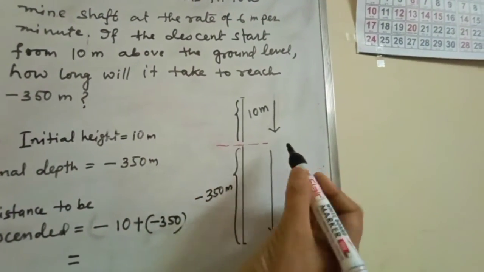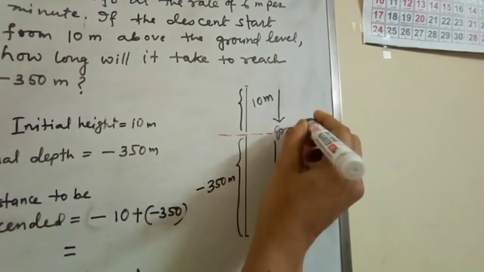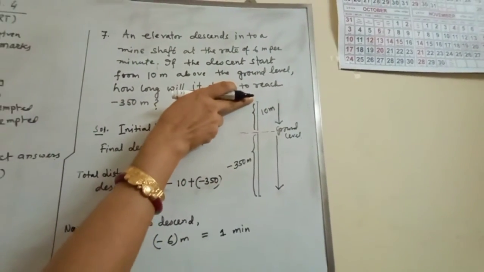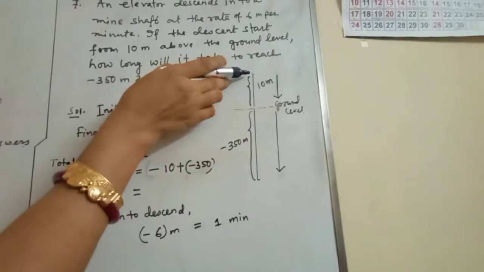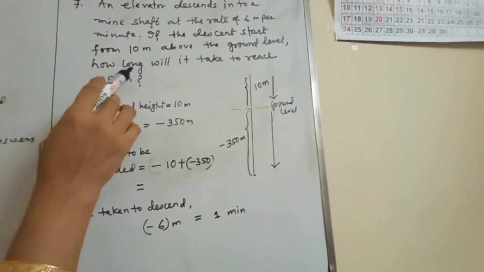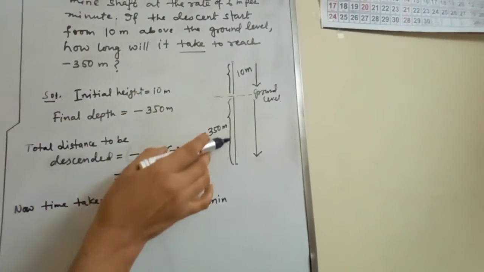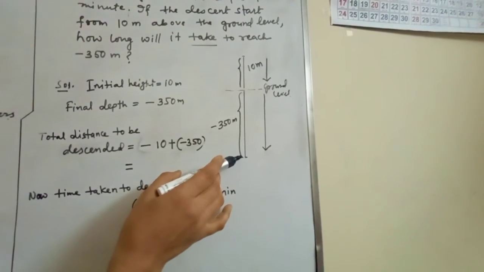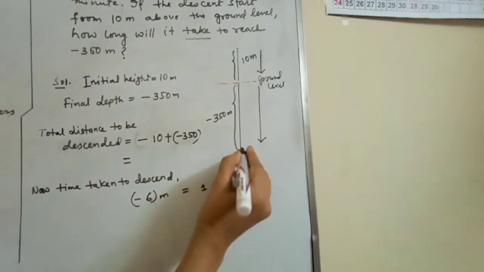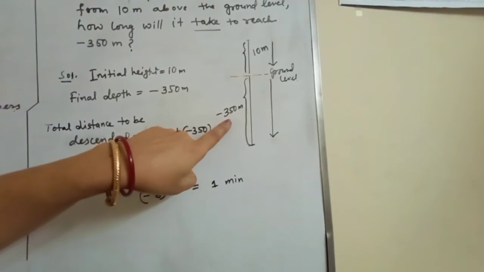If this is the ground level, it is 10 meters above the ground level, and the elevator starts descending from 10 meters above the ground level. And how long will it take to reach, the time you need to find out. How long will it take to reach minus 350 meters? So this is the final depth where it has to reach. It is minus 350 meters.